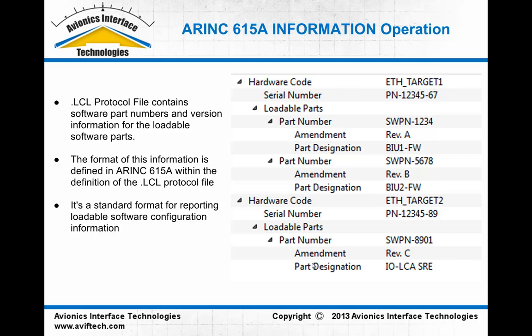In this slide, we have a pictorial image of what the contents of that LCL file that contains the software configuration information looks like. It provides a serial number of the target hardware, and then a listing of all the loadable software parts along with the part number of each software part, the revision level, and some other user-defined information about that loadable software part. Again, it's a standard format for reporting configuration information of the loadable software on a target, contained in this LCL file, which is defined in the 615A spec and sent by the target to the data loader during the information operation.